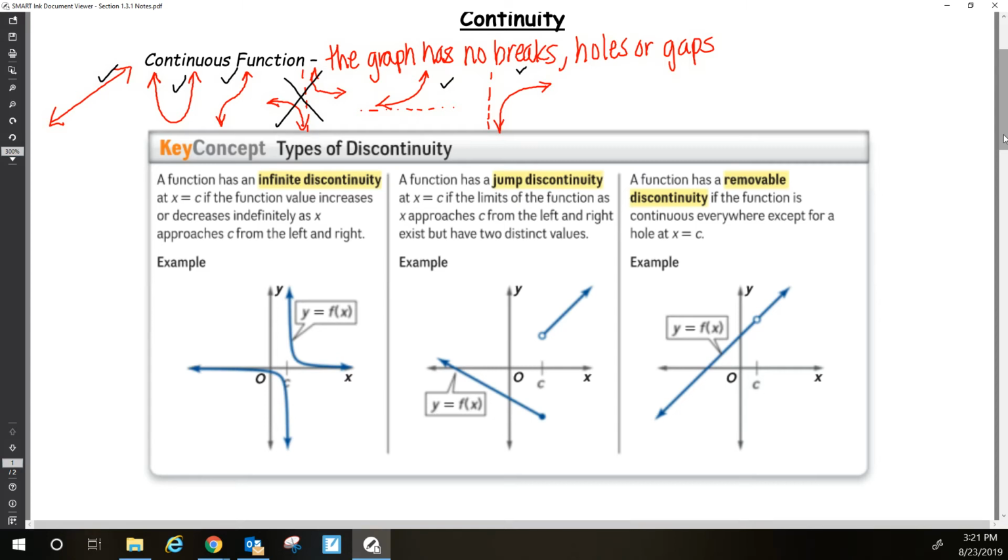Last type of discontinuity we're going to talk about is a removable discontinuity. And we saw those a little bit. Sometimes our rational functions have holes in them as well, right? And if you have a hole, that's called a removable discontinuity. In other words, it's continuous everywhere except for that little hole, and that's a removable discontinuity, like I removed that one point from the line.